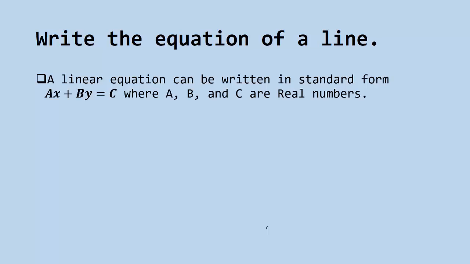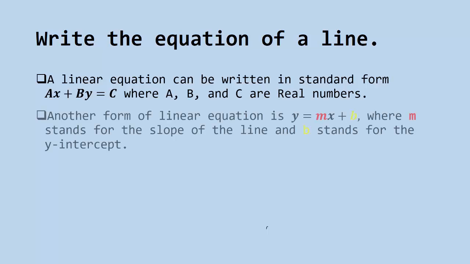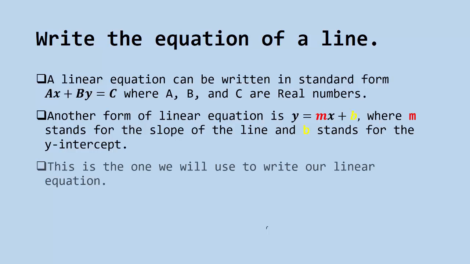This video lesson will walk you through how to write the equation of a line. A linear equation can be written in standard form of ax plus by equals c, where a, b, and c represent real numbers. Another form of linear equation is y equals mx plus b, where m stands for the slope of the line and b stands for the y-intercept.